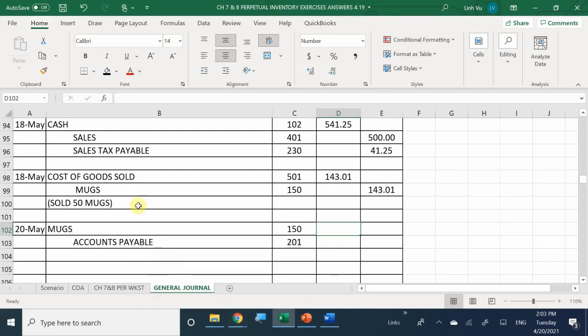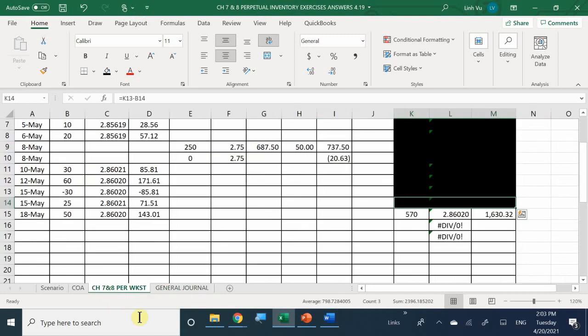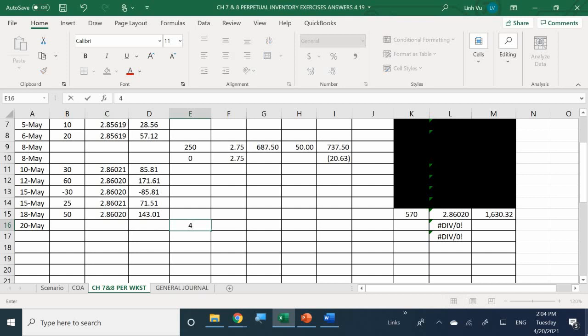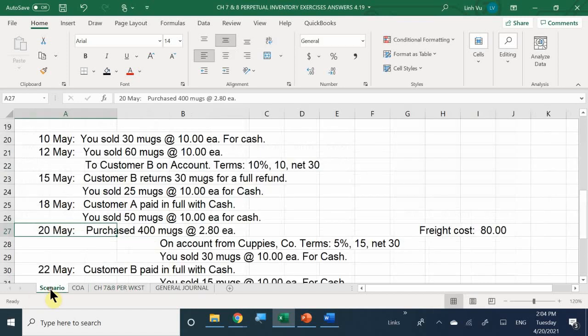So now that I have my foundation, I'm going to go ahead and plug my numbers into my inventory worksheet so then I don't have to calculate twice. So here I am on my inventory worksheet. It is 5/20 right now. We purchased 400 at $2.80. The freight of 80.